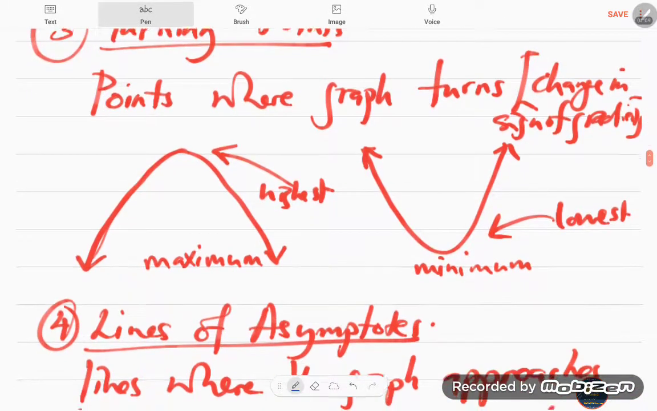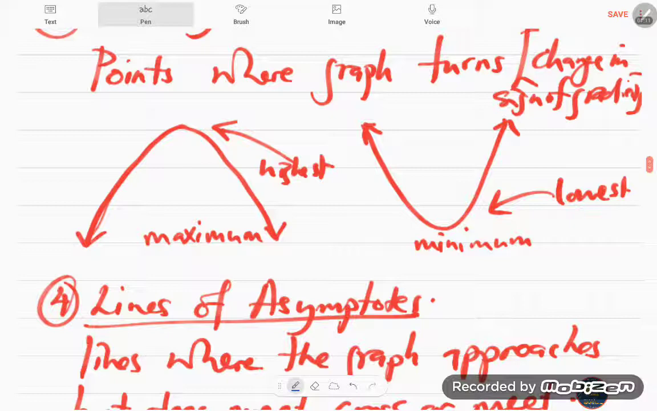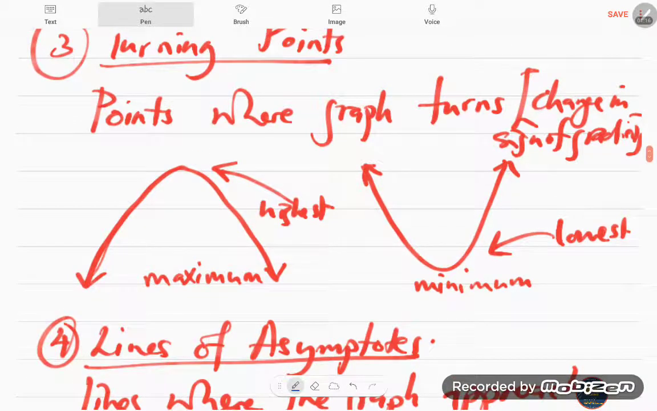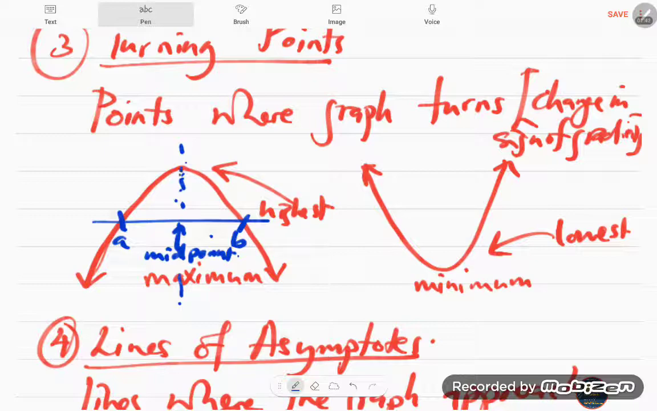How do we find the turning points? Usually your turning points will depend on what you're given. There are two ways to be able to find your turning point. Usually you'll be given a line where there are points that cross the x-axis, okay, and you will use them to find the midpoint. So this gives you the x coordinate for where this happens, okay.